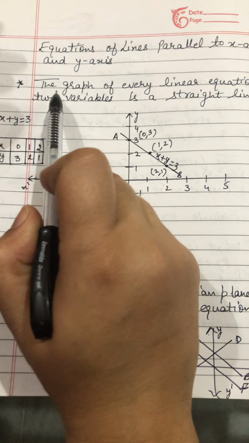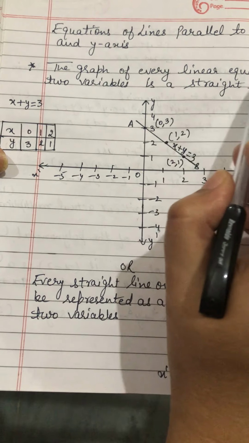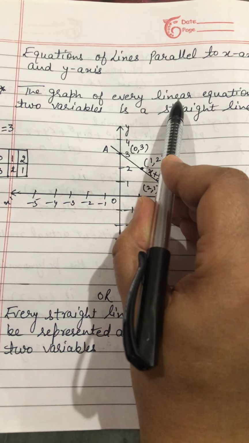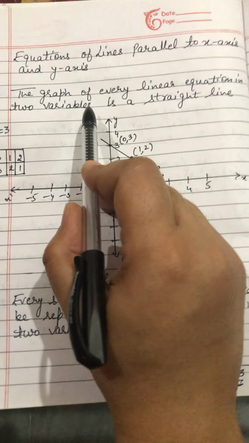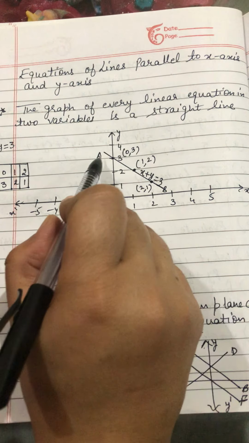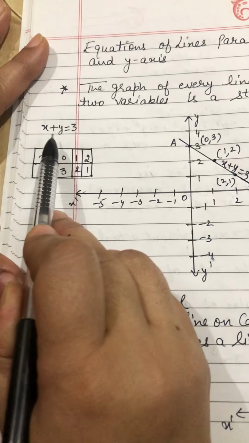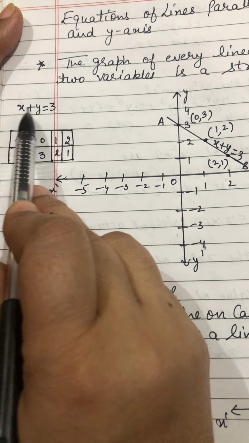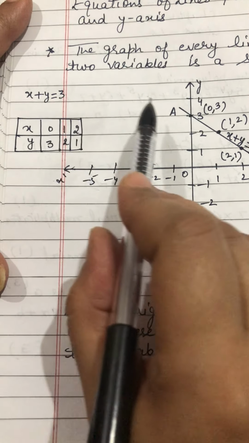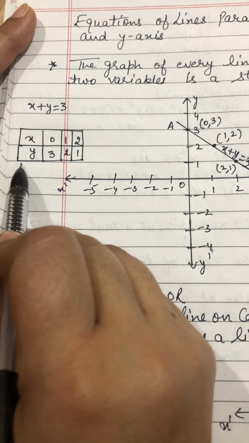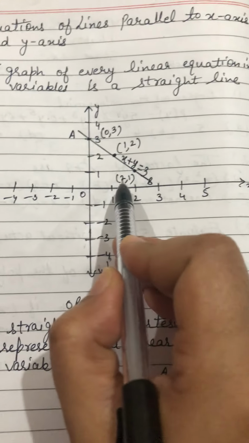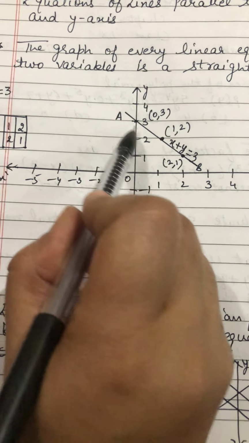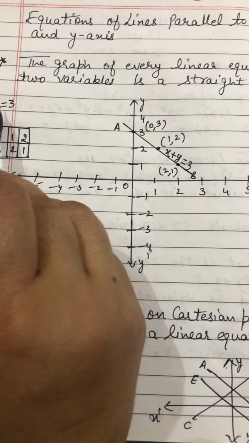As I told you in my previous video, the graph of every linear equation in two variables is a straight line. It means we can represent every linear equation in two variables graphically, and the graph will be a straight line. For example, take x plus y is equal to 3. This is a linear equation in two variables. If I want to represent it graphically, first I have to find its solutions. When I plot these solutions on the Cartesian plane and join the points, I get a straight line AB. So AB is the graph of this linear equation in two variables.